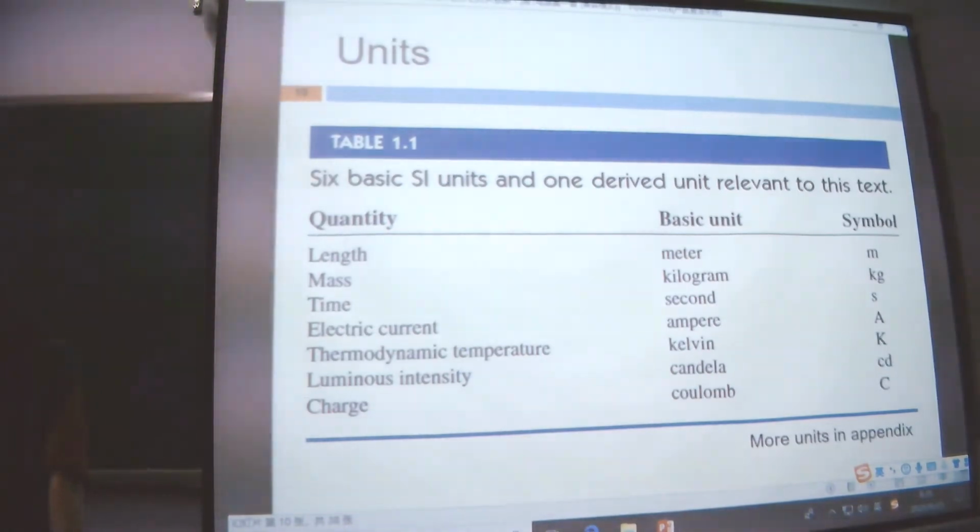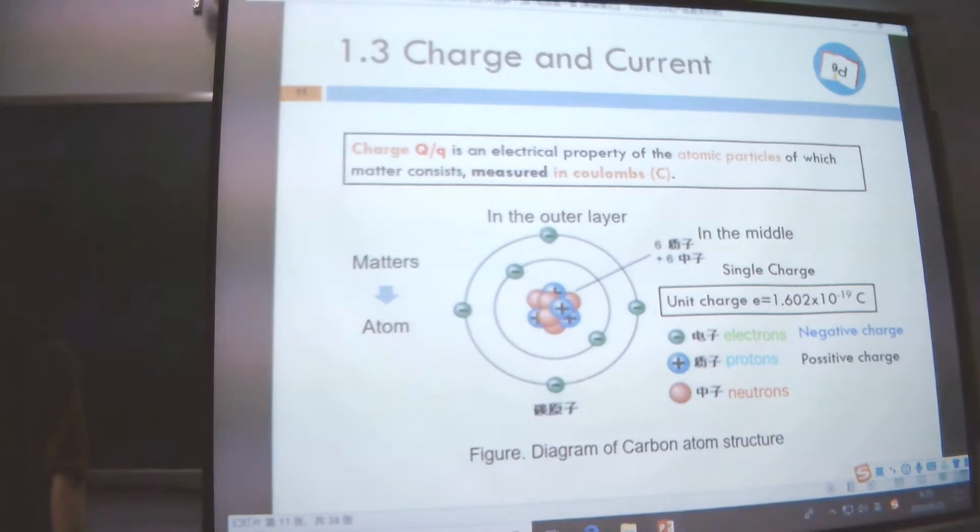So here are the basic SI units. Now we're going to 1.3, the charge and current. In this content we should know that charge is the electric property of atomic particles, which is measured in coulombs. So we know the charge and we know the unit, the coulomb.